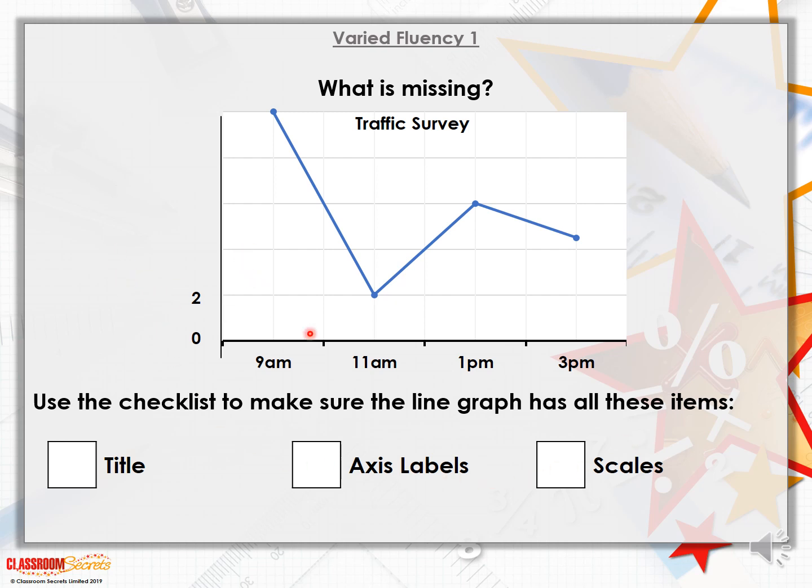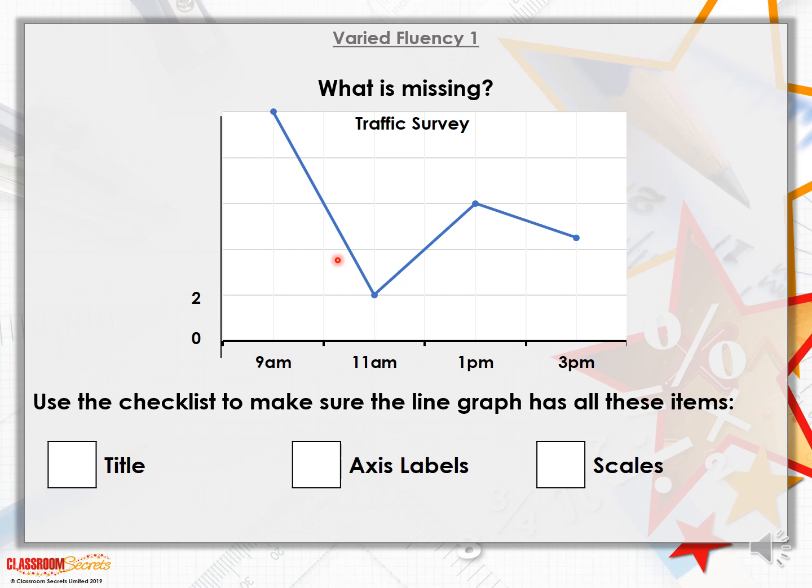Scales. If you can remember what scales are, it's what does it go up in at the side here. It looks like it's going up in 2s. It has a scale, but have all of the scales been put into the line graph? Well, no, because at the bottom here we've got 0, then 2, but I'm missing them here, here, here, and here. It looks like it's going up in 2s, so I'm missing 4, then 6, 8, and 10, because it goes 2, 4, 6, 8, 10. So I do have scales. I'm missing the axes labels, but I have the title.